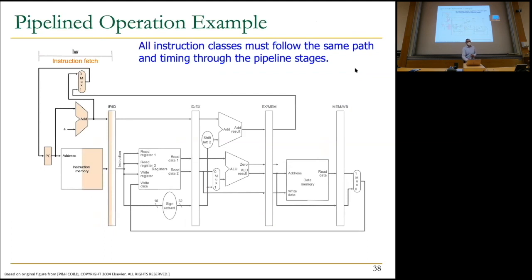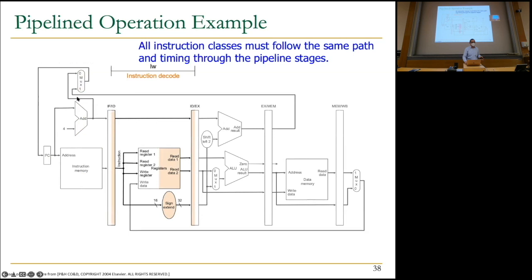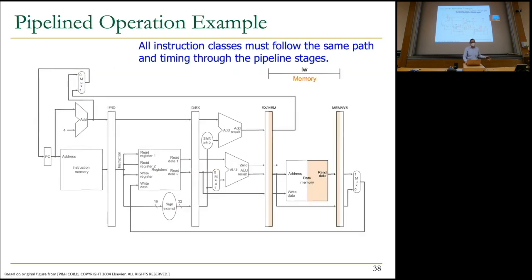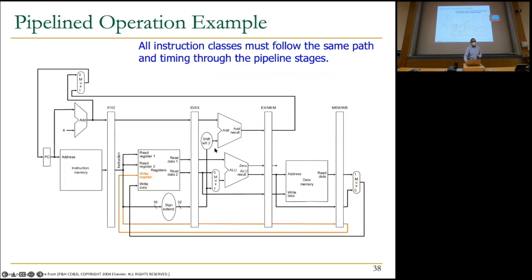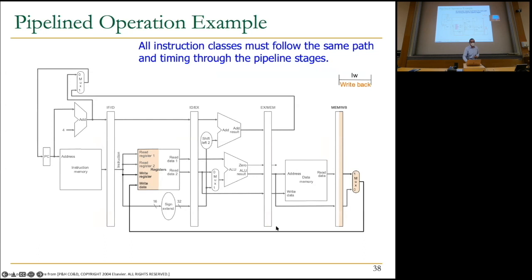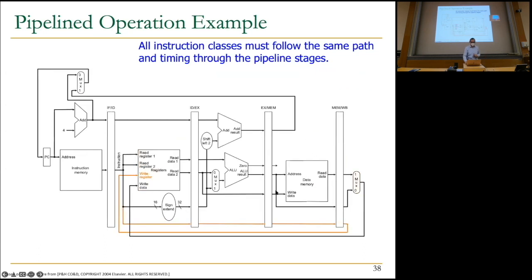All instruction classes must follow the same path and timing through the pipeline stages. We're going to take a break after 5 minutes. As you can see, load word is being fetched over here, decoded, executed, accessing memory and writing back. Load word is a good example because it goes through all the stages. But an add instruction, for example, does not have to go through this memory stage, but it will, because that's the pipeline. So there is a performance impact because some instructions go through stages they don't need to go through. But this is very similar to what we have discussed earlier as well.